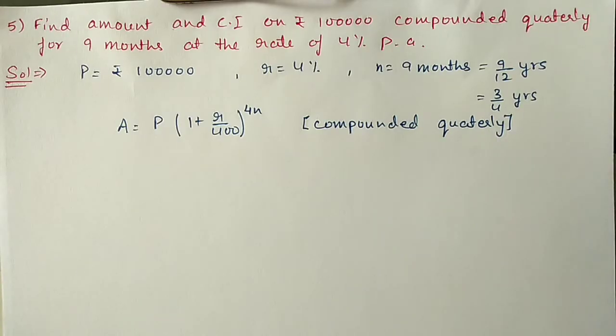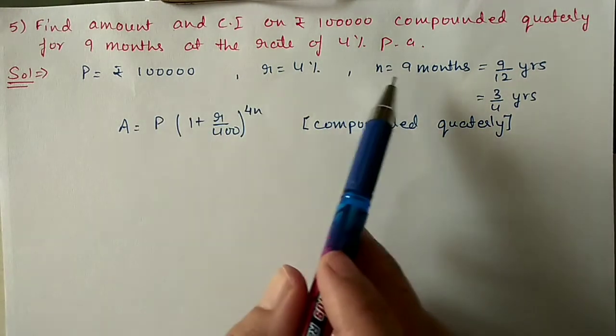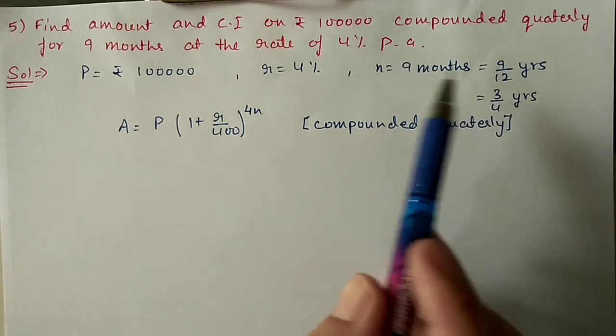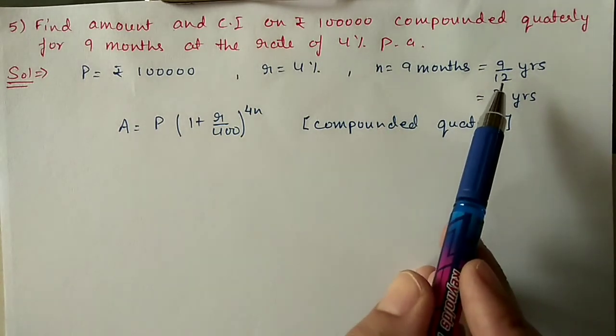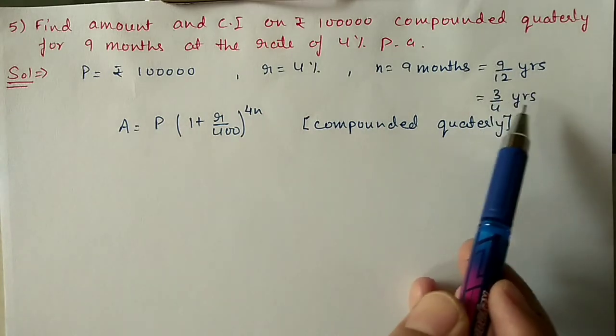Next, question number 5. Find amount and compound interest on 1 lakh rupees compounded quarterly for 9 months at the rate of 4% per annum. Principal money is given 1 lakh rupees, rate of interest 4%, time is 9 months. So always we have to change time into year. To change month into year, we will divide with 12, 9 by 12 year, and we can simplify, it will get 3 by 4 years.